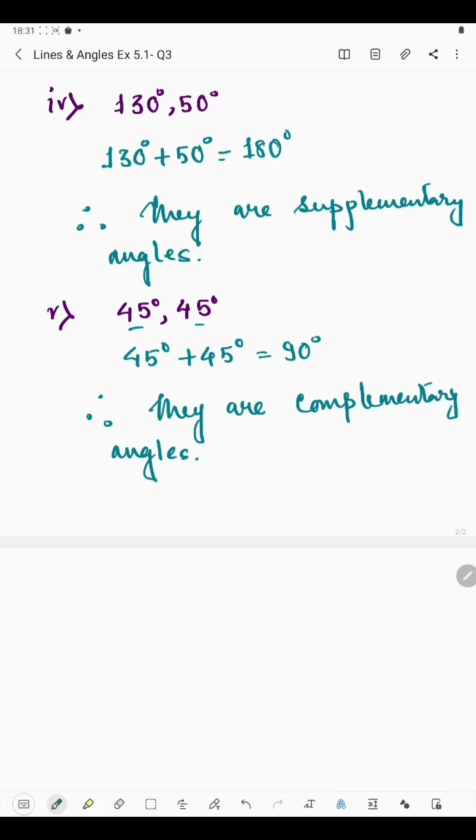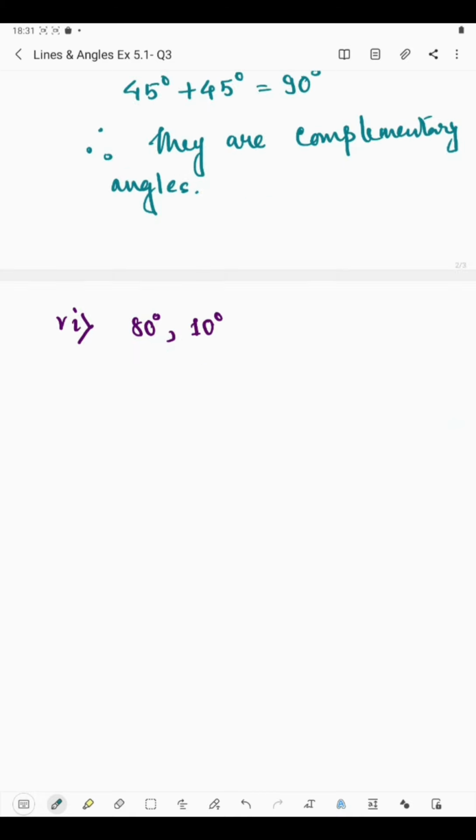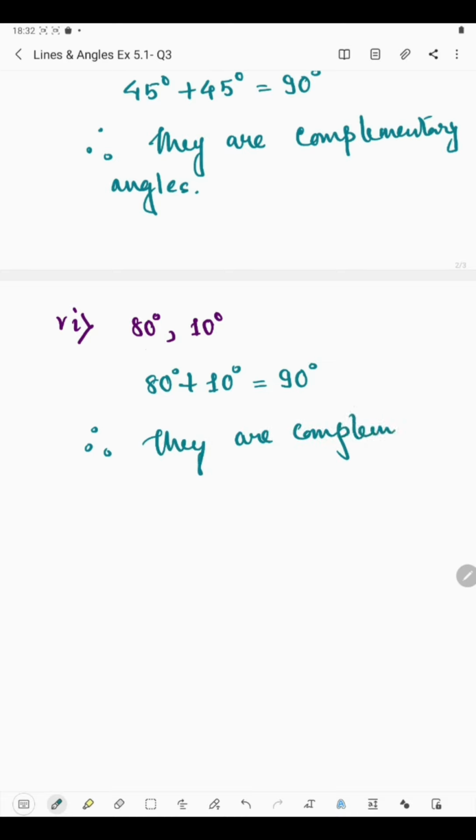Now the last part of this question. In the last part we have 80 degree and 10 degree, and if you find the sum of this, so 80 degree plus 10 degree make 90 degree. Okay, and since we have got 90 degree, so these are complementary angles. So we'll write they are complementary angles.